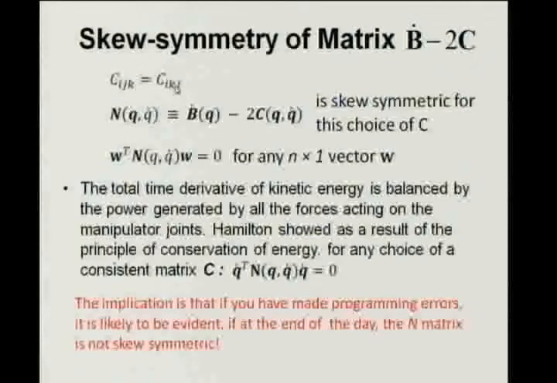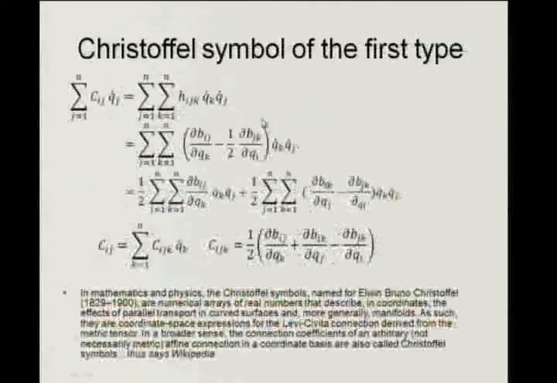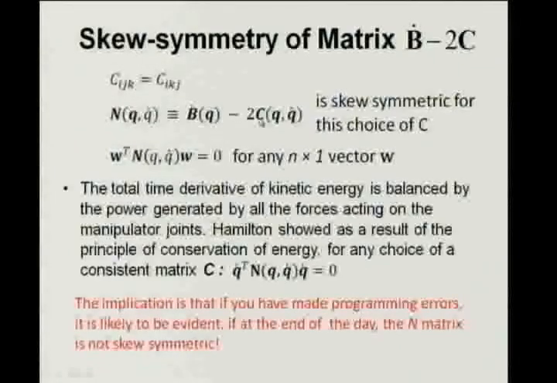So C_ijk is equal to C_ikj, okay, and then you define this matrix N as B dot Q minus 2C Q dot. This is a definition. Now you have to compute B dot Q, and you obviously have to compute C. So you can form this matrix. Now this matrix is Q symmetric for this choice of C. If you make C based on this definition, then this matrix B dot Q minus 2C Q dot is Q symmetric.